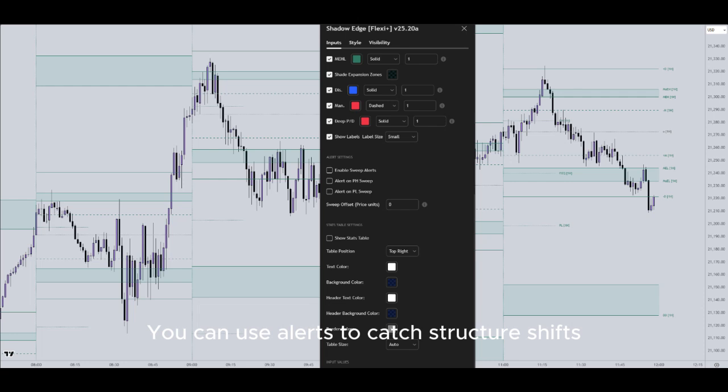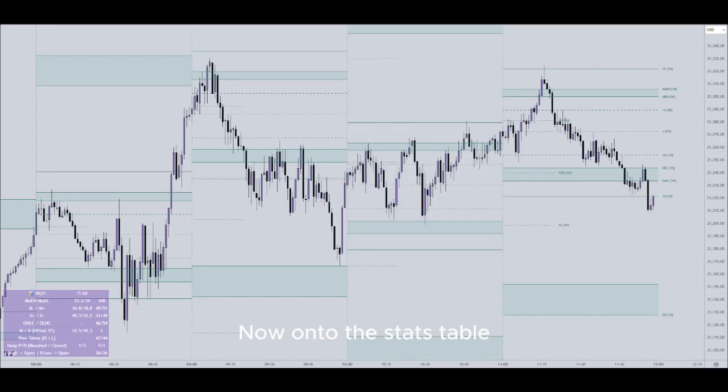You can use alerts to catch structure shifts, liquidity grabs, or just know when the game's back on. Need setup help for alerts? Check the user guide or the official TradingView documentation. Now onto the stats table.